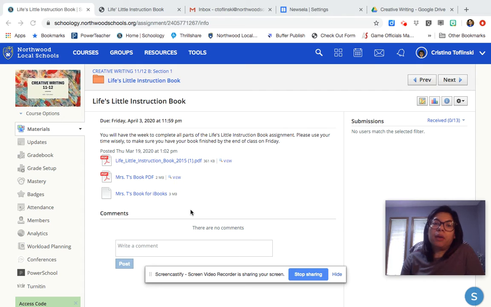So for this week, you are going to be working on a project called Life's Little Instruction Book. It will be due this Friday, April 3rd at 11:59 p.m. So you'll get the week to work on it. And I'm just going to go over the slideshow and give you an example.